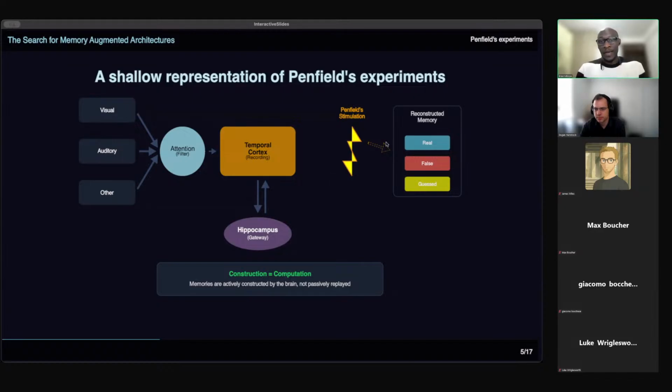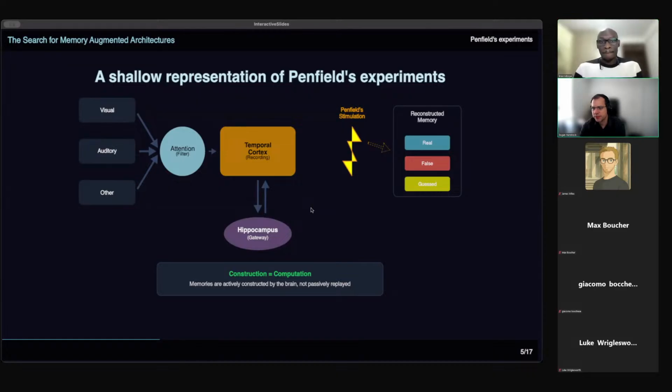So for the Penfield stimulation, you can see from the right, it's an electrical stimulation, but the electrical stimulation never actually gets you the actual thing, but you get real, frozen, guessed memories. So the idea of reconstruction is also displayed here.